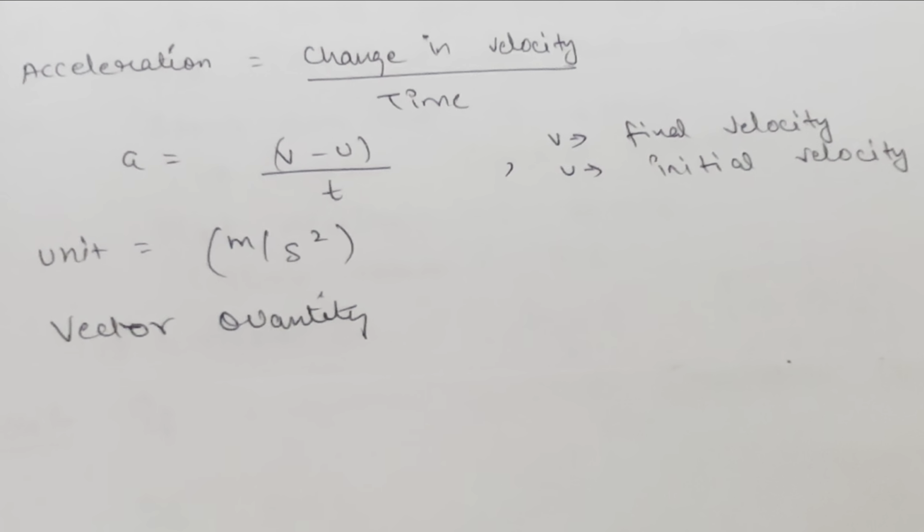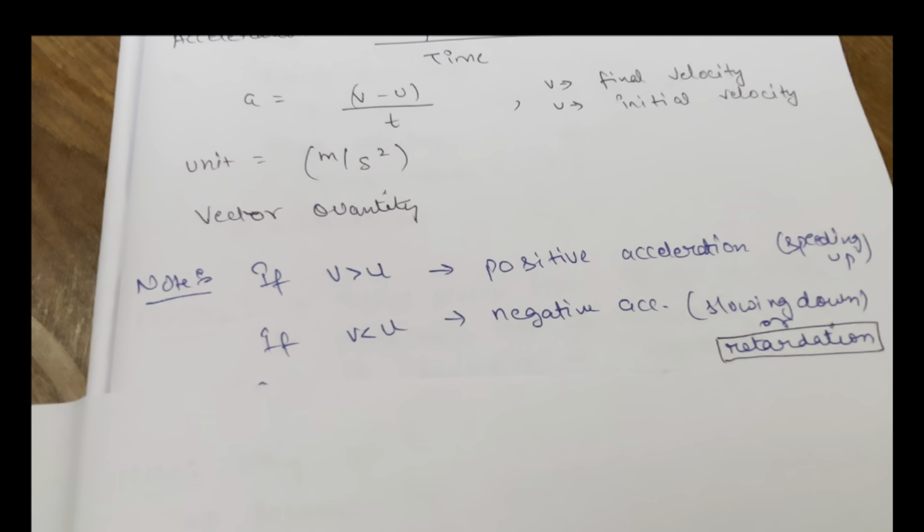Now, one important thing to note is from this formula, you can see that acceleration is v minus u by t. So let's say if v is greater than u, which means the final velocity is greater than the initial velocity, so the acceleration will be positive, right? Which means acceleration is positive, which means that the body is speeding up, which means you started at a lower speed and you ended up at higher speed.